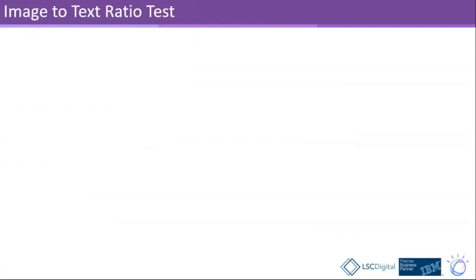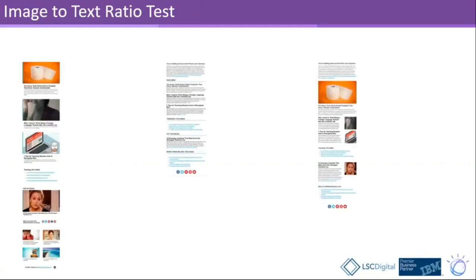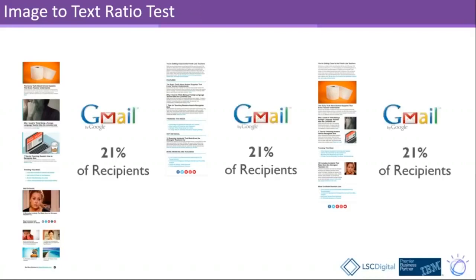And then another thing I like to take some time to talk about is image to text ratio. This is another test that I recently did. Here was another company, and these were 3 versions of their email. Basically, what they could identify in their database is that about 21% of all the people on their email list were using Gmail.